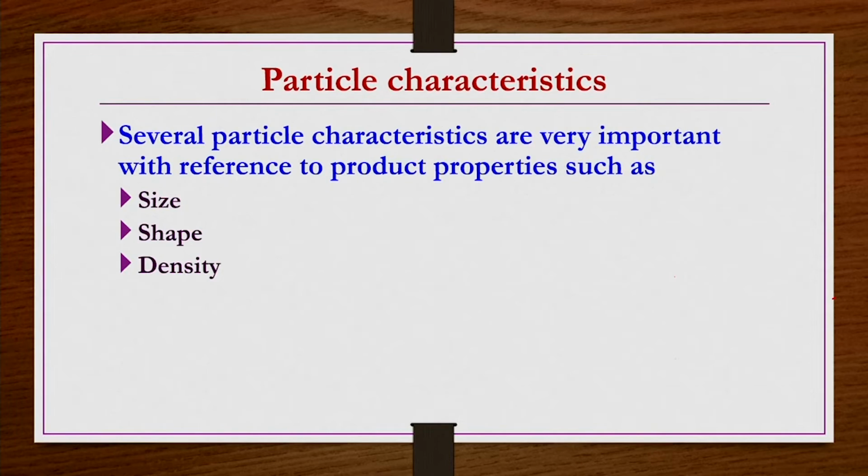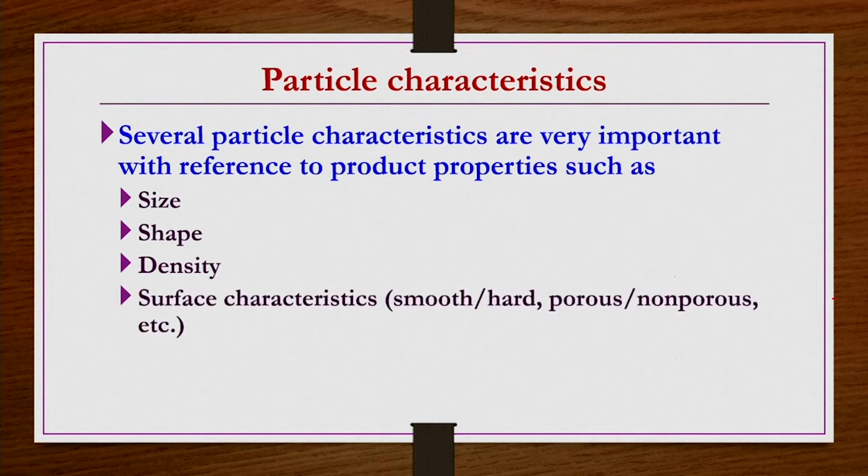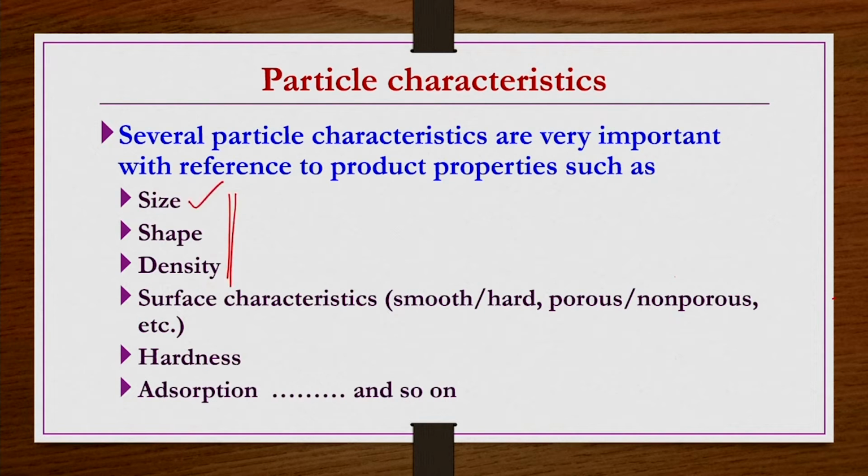So, in addition to the size of the particle, what are the other properties that we are going to see? We are going to see the shape of the particle and the density of the particle. These two things we are going to take up in this lecture in detail now. There are additional properties that can also be important depending on the application, like surface characteristics, hardness, adsorption etc. So, we are going to see only these three things. Size we have already seen. In today's lecture, we are going to discuss shape and density of a given irregular particle.